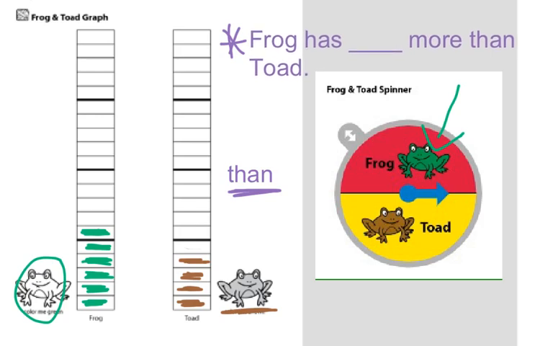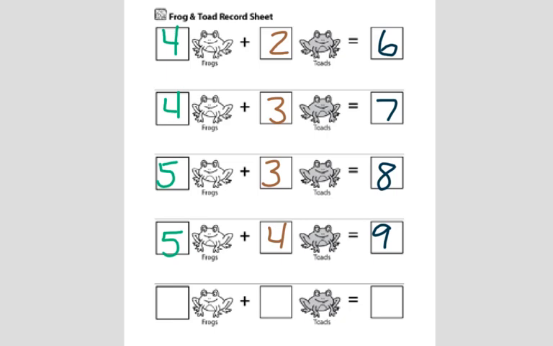Now let's take our information from our graph and turn it into a number sentence. Here's the number sentences we have so far. 4 plus 2 equals 6. 4 plus 3 equals 7. 5 plus 3 equals 8. 5 plus 4 equals 9.